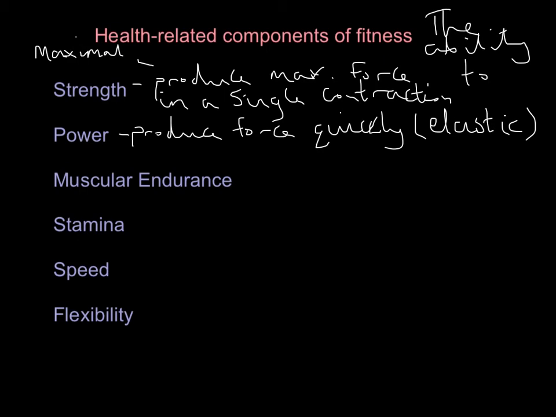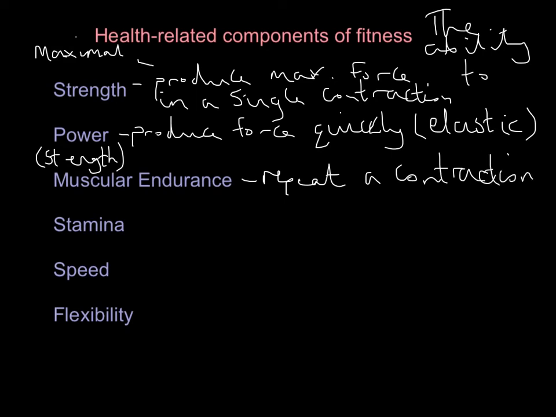Okay, even though it doesn't mention strength in it, again, there is another type of strength, and it's called muscular endurance, or we can also call it strength endurance. Muscular endurance is the ability to repeat a contraction over a period of time.